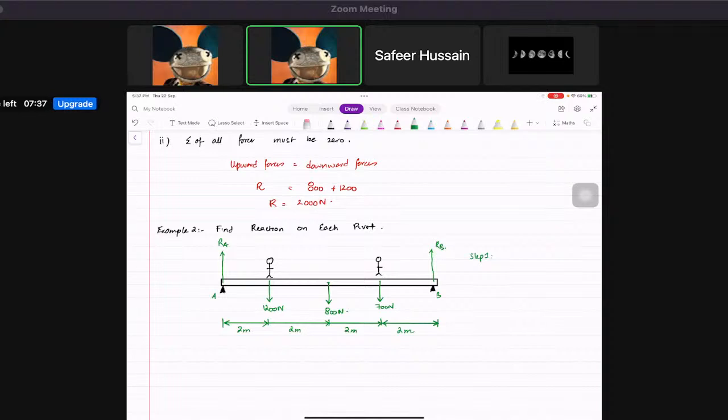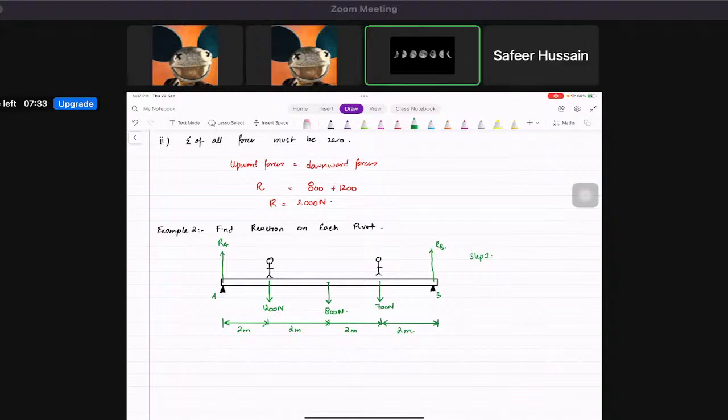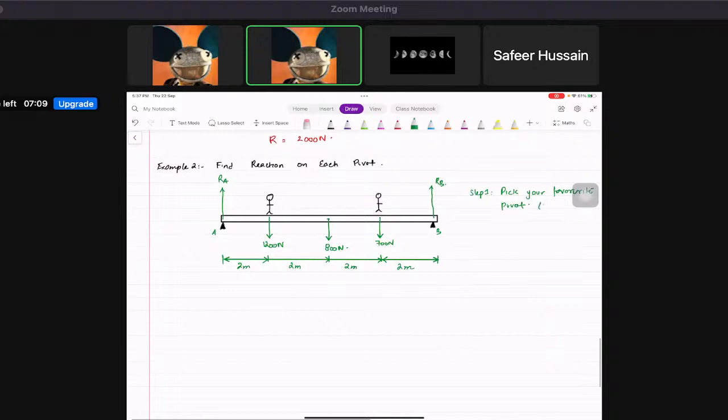Okay, Varisha, are you there? Yes, sir. Varisha, if I say pick your favorite pivot, what would you pick? B? Okay. So basically, she picked B. It's okay. You can also pick A if you want to.